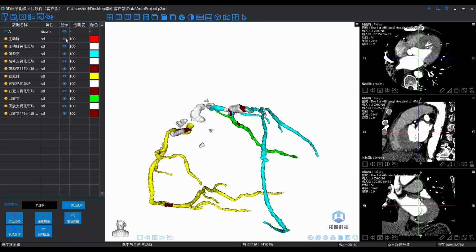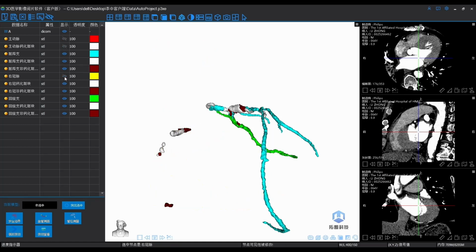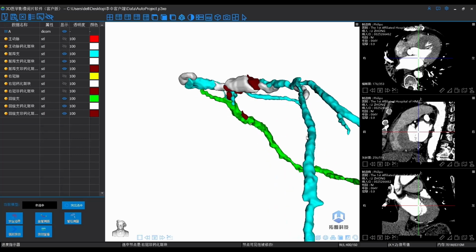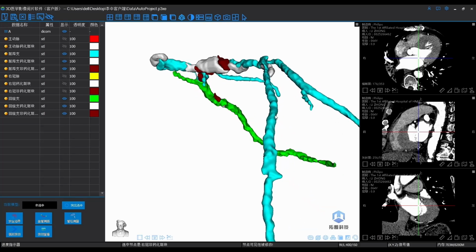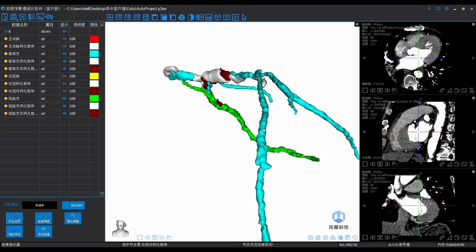Delete the aorta, please, and delete the calcium plaque in the aortic wall. Delete the RCA. Delete all. And we can see clearly the distribution of the calcified lesion in the RCA and the soft plaque. And we could zoom in the LAD. Yeah, very clearly to see.